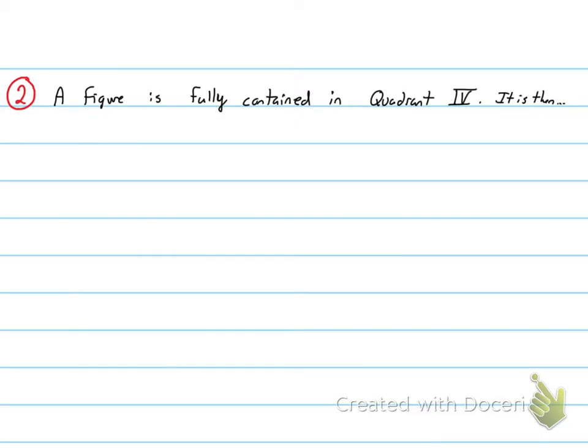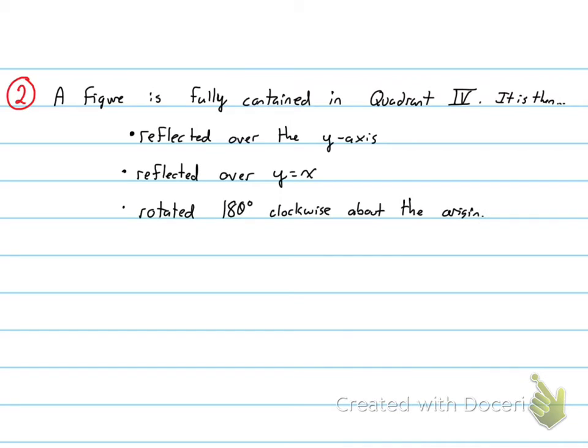In the next example, we have a problem like this. A figure is fully contained in quadrant 4. It is then reflected over the y-axis, reflected over the line y equals x, and then rotated 180 degrees clockwise about the origin. I want to finally know what quadrant is the figure in now. So what I do is I sketch out what's going on here, I do each process, and then I see what quadrant I end up in.